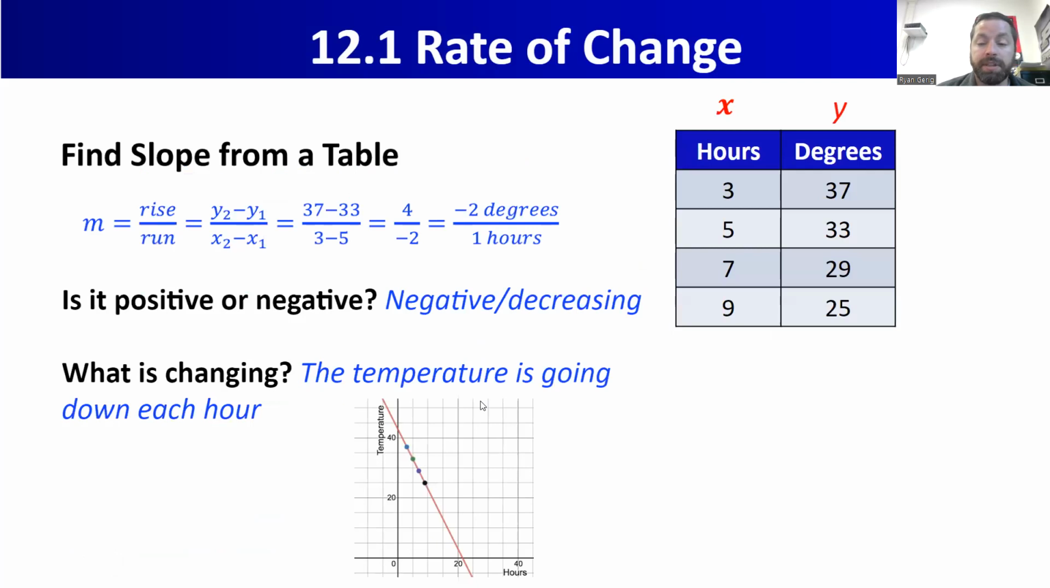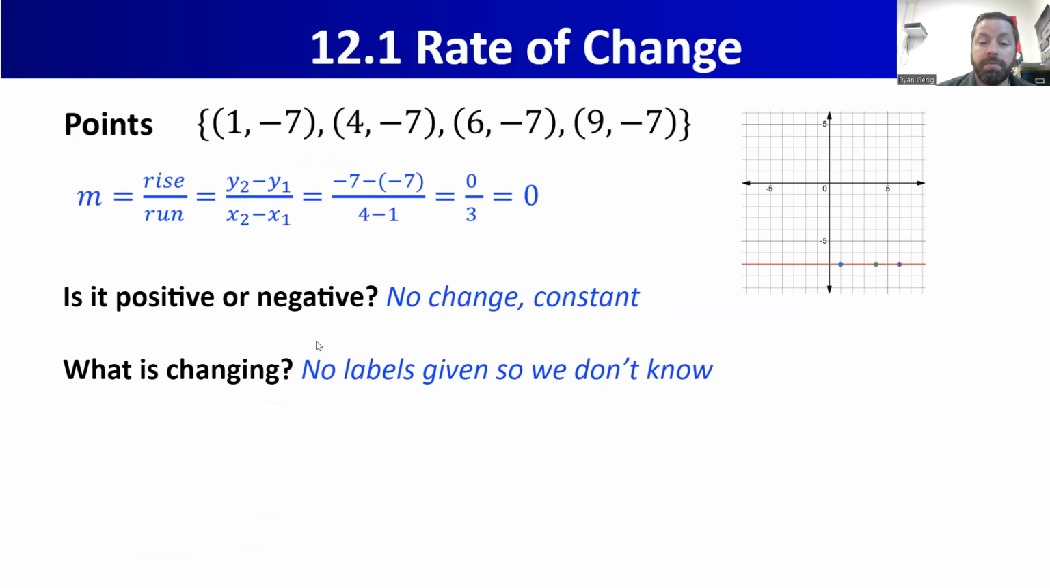We also found slope from a table where we had certain points, and we did, again, the formula and figured out whether it was positive or negative, and what it meant. We also can find slope from a set of points, again, using the formula.